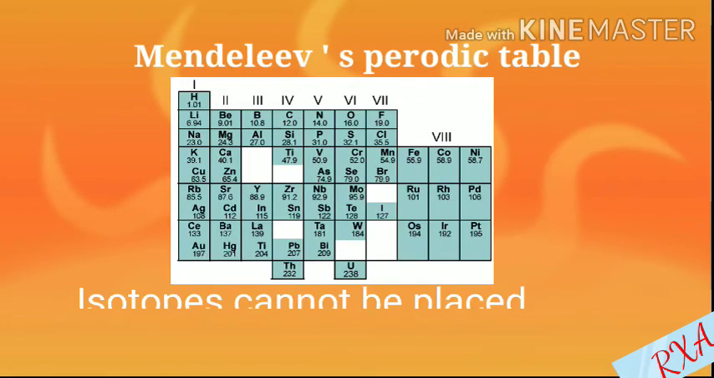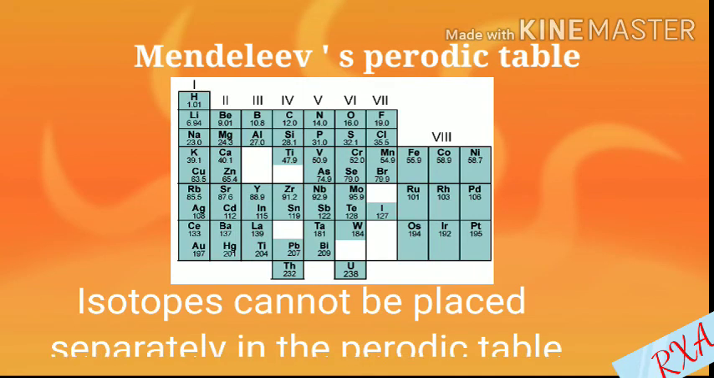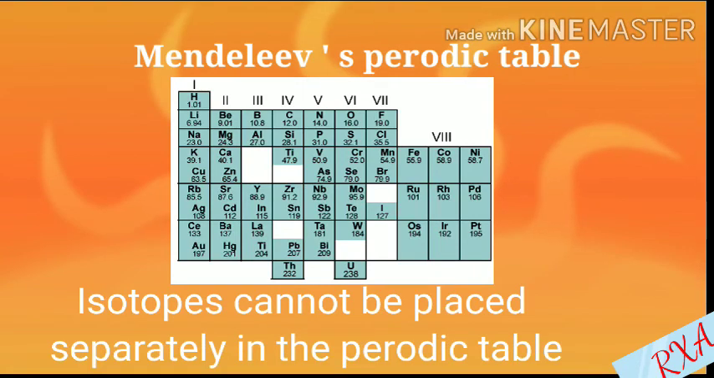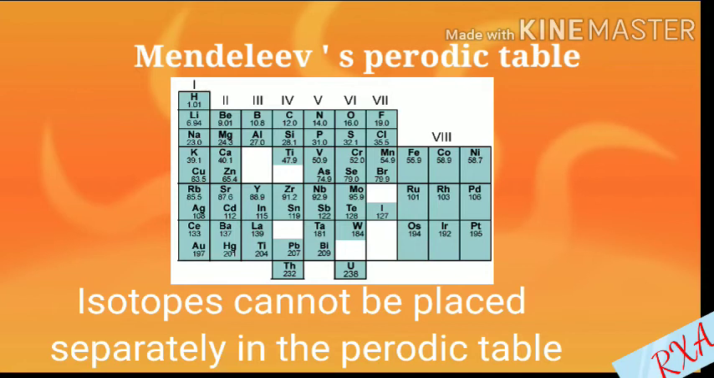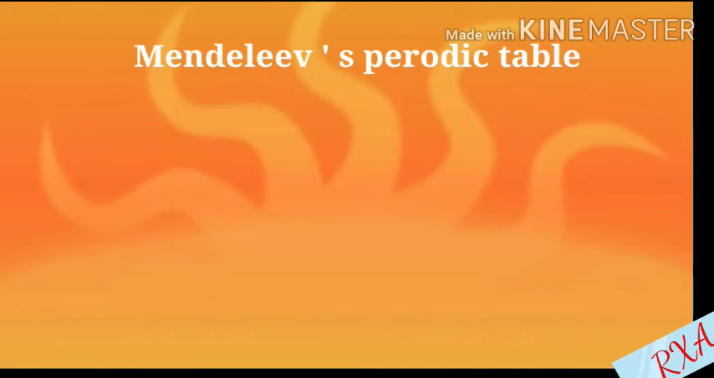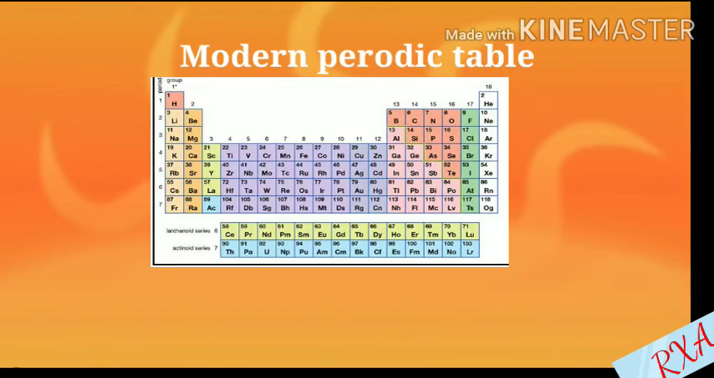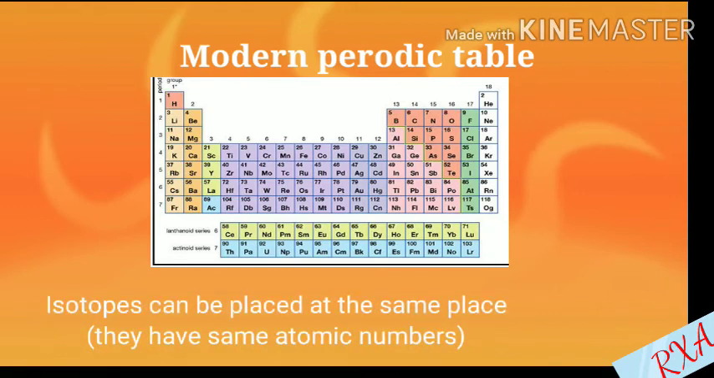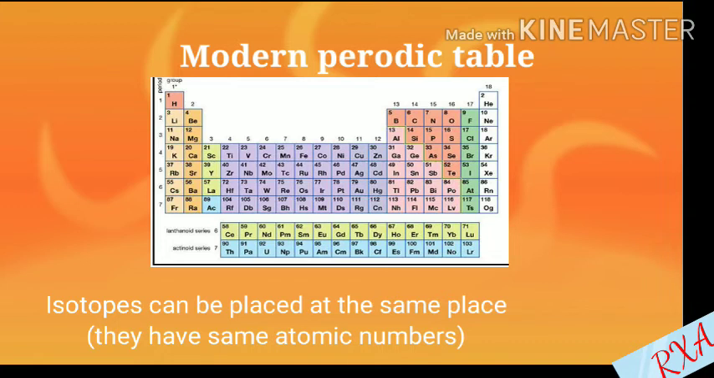Point number 3. In Mendeleev's periodic table, isotopes of the same element have the same chemical properties but different atomic masses. They cannot be placed separately in the periodic table. In the modern periodic table, isotopes can be placed at the same place as their atomic number is the same.